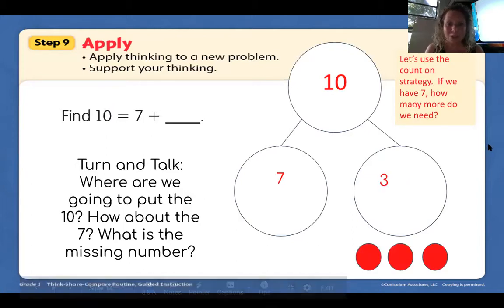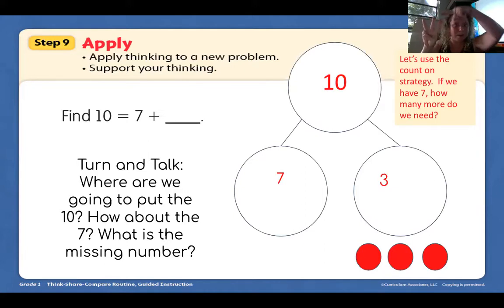We could use the count on strategy. If we have 7, I can count on until I get to 10. In class, I use this strategy a lot. Watch me. I'm going to put 7 in my head, and I'm going to count on to 10. 7, 8, 9, 10. How many more did I need to get to 10? Let's count. 1, 2, 3. I needed 3 more to get to 10 because 7 plus 3 equals 10.